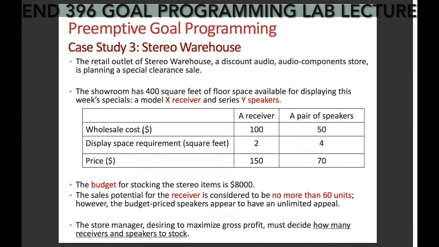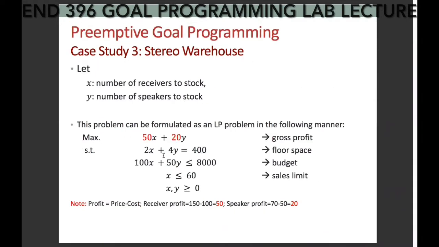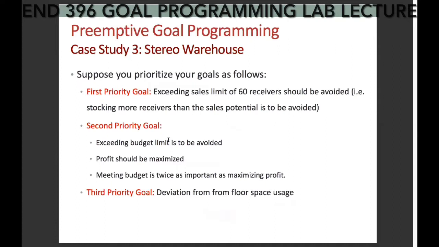The unit wholesale cost, the unit display space requirement, and the unit price for these receivers and speakers are already provided. We have a budget constraint, as you see here, and also we have a sales limit for receivers. First, we formulated the problem as a linear programming formulation, as you see here. As you can remember, we have identified the profit contributions for the receivers and speakers. Then, based on the identified three prioritized goals, we started to formulate our goal programming model.